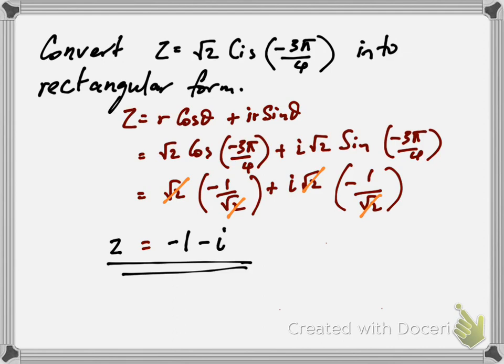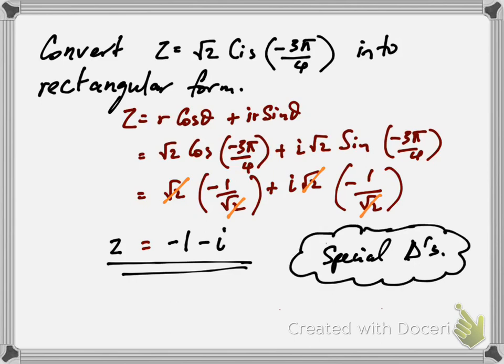And that will be your rectangular form of the complex number. So the only thing extra you have to kind of remember here is the special triangles, which if you have issues with, we can have a look at later.